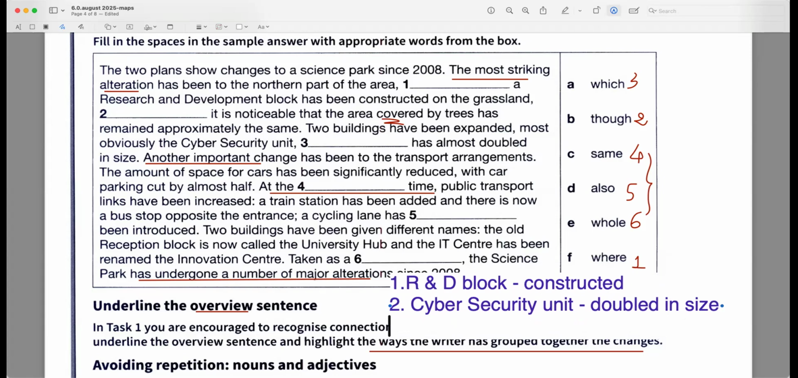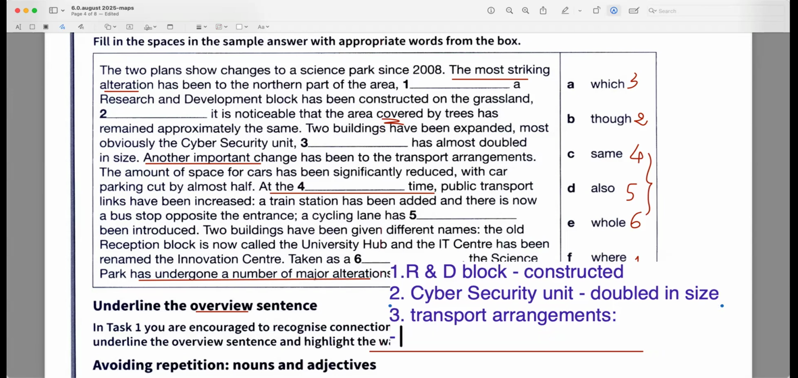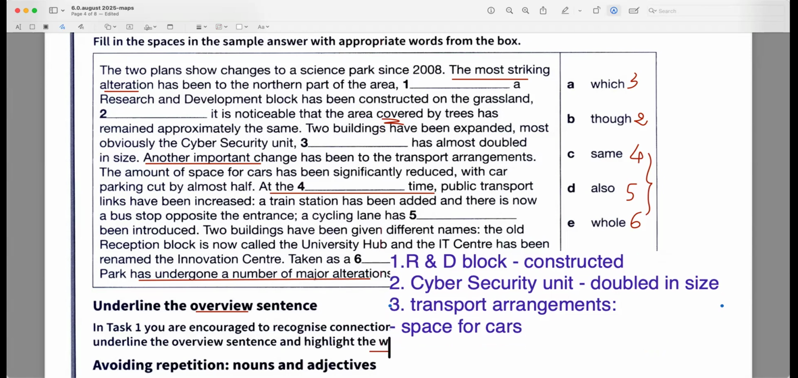Okay, the second change. Okay, the third change, Me. The third change is about the transport arrangements. Yeah, but actually, that sentence is like the main idea, and then the writer introduced more. Okay, arrangement, but how about the changes? The first change for transport arrangement: the amount of space for cars. Okay, so space for cars. Yes. Okay, what else?